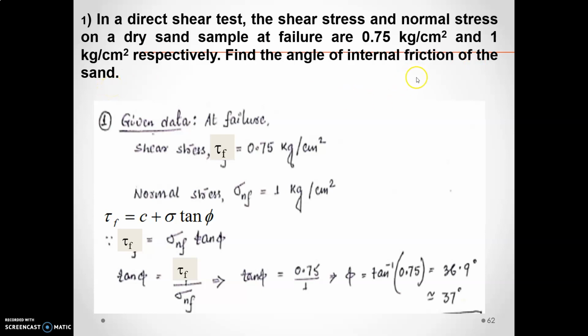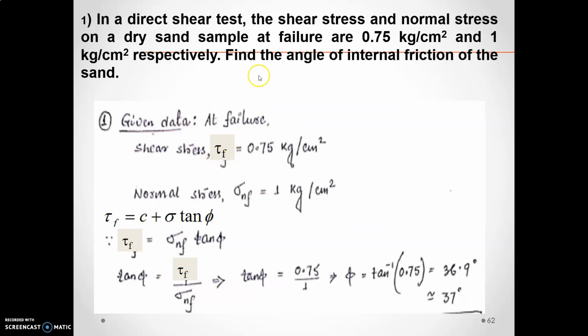Okay, here you have to calculate phi, only phi. Why? Because it is not asked to calculate C. In the case of dry sand, it is asked to calculate the friction value. For dry sand, C is equal to 0. Okay, so how to calculate? We have the formula tau F is equal to C plus sigma into tan phi. For this you have to calculate phi. C equal to 0 because this is a sand, a cohesionless soil.